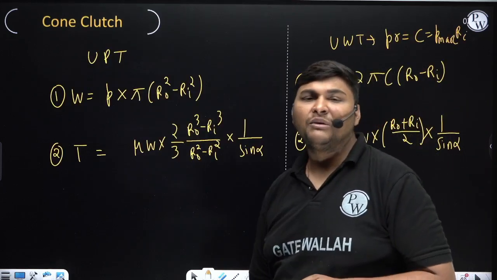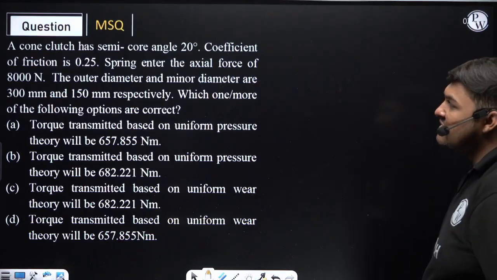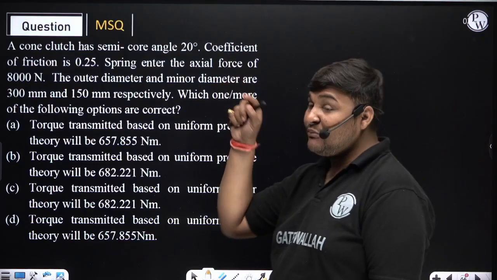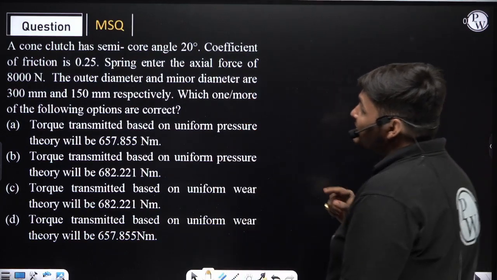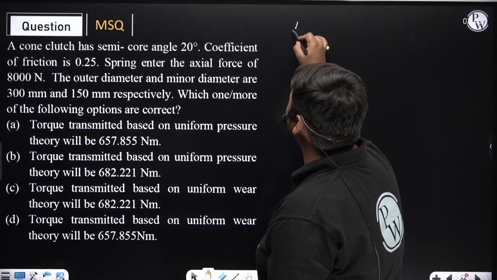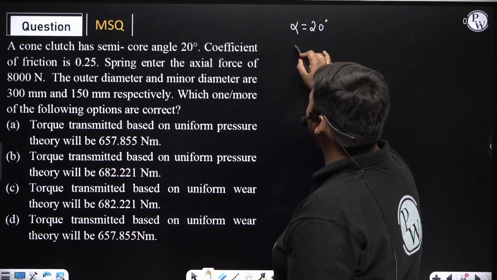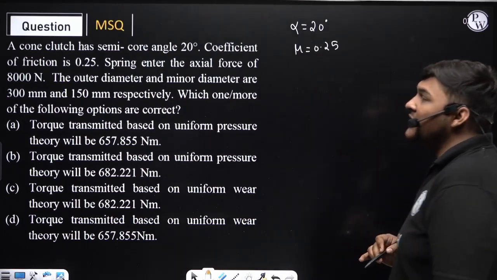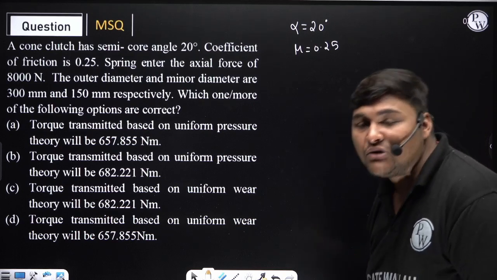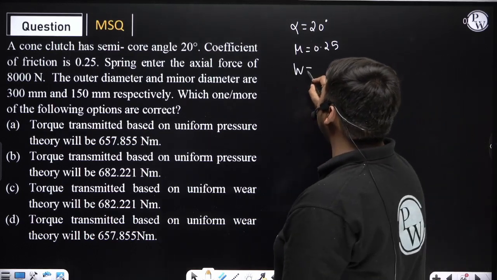Now, I will solve some problems related to cone clutch. This is one question. What is this question saying? It is an MSQ, which means more than one option can be correct. Here, a cone clutch has a semi-cone angle alpha given as 20 degrees. The coefficient of friction, mu, is given as 0.25. The spring exerts an axial force of 8000 newton. So here the axial force W is directly given, which is 8000.